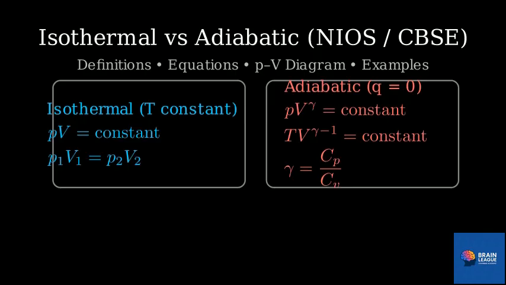For a reversible adiabatic change of an ideal gas, we use two relations. P times V to the power gamma is constant, and T times V to the power gamma minus 1 is constant, where gamma is the heat capacity ratio Cp over Cv.